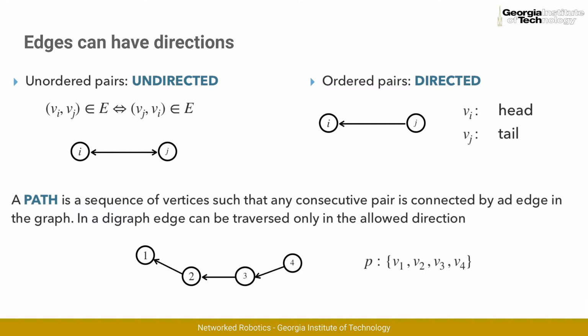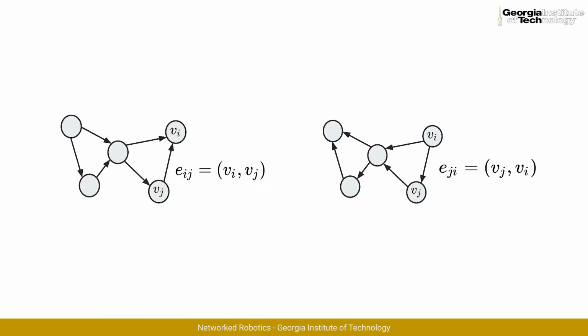On the other side, directed edges are denoted by ordered pairs of nodes. The node connected to the head of a directed edge is the head node, while the other is the tail. In addition, a path is defined as an ordered sequence of vertices that are connected by an edge. For directed graphs, the path needs to respect the direction of the edges. This is an example of how to write an edge as a pair of nodes depending on the direction of the edges.